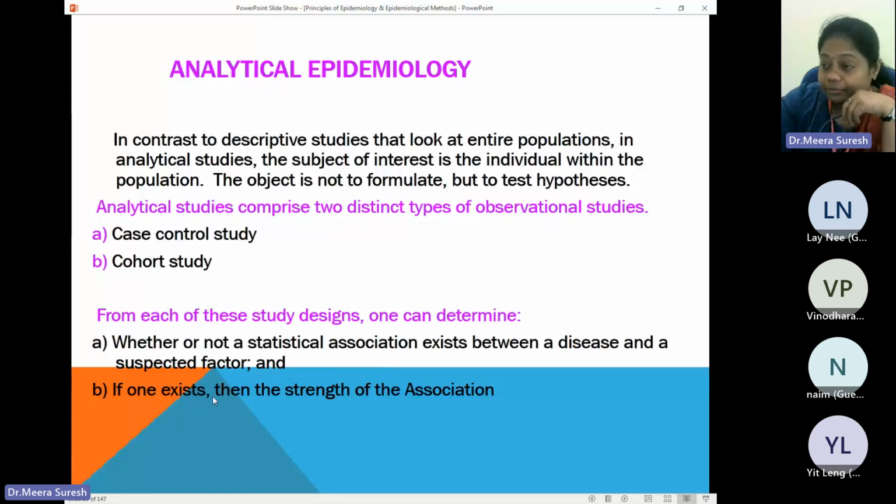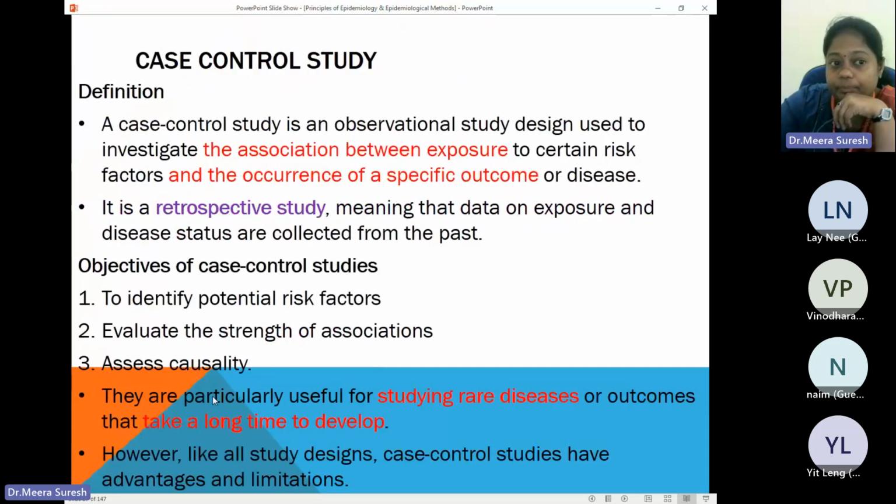And also, if there is a connection, if it is statistically associated, then how strong is it? How can we measure that strength? Not just whether they are associated or not, but to what degree they are associated. That is what we get when we do analytical epidemiology.